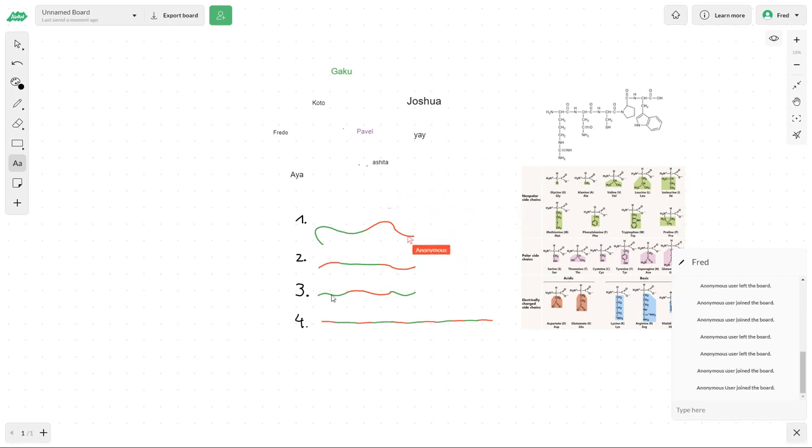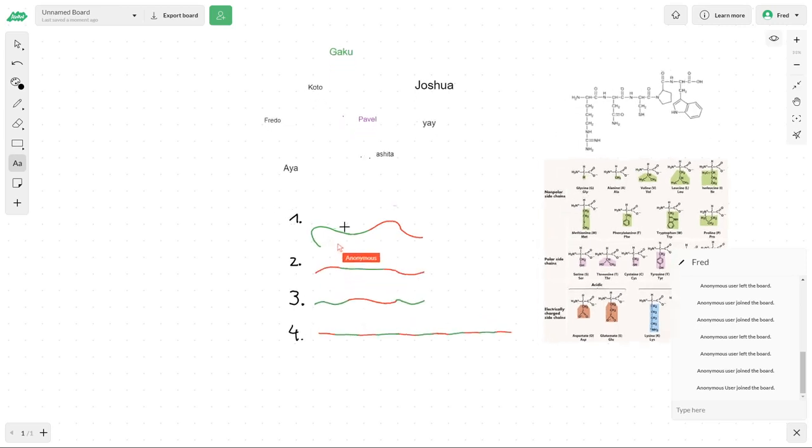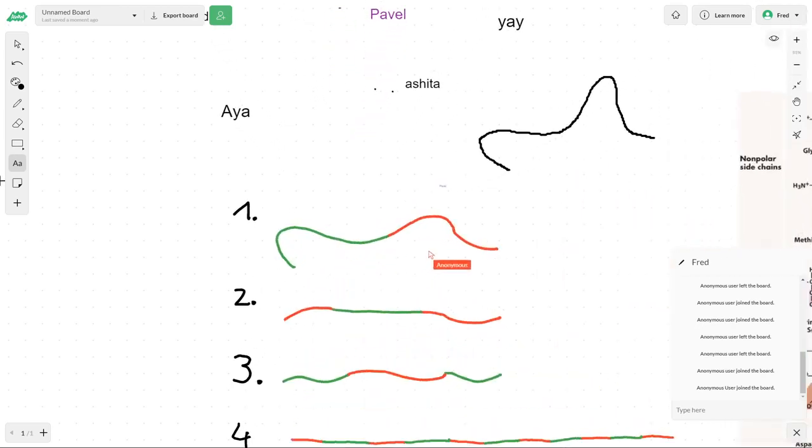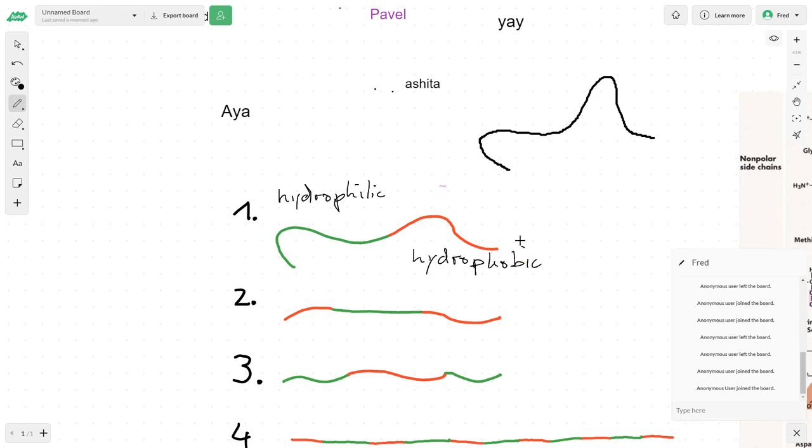If there is anything unclear about what I'm asking you to do, please ask a question. Once again, I'm going to write down a little bit. The green part is hydrophilic, and the red part is hydrophobic. To help you a little bit, once again, if it's hydrophobic, it does not like water, so it will try to have as little contact as possible with the surrounding.